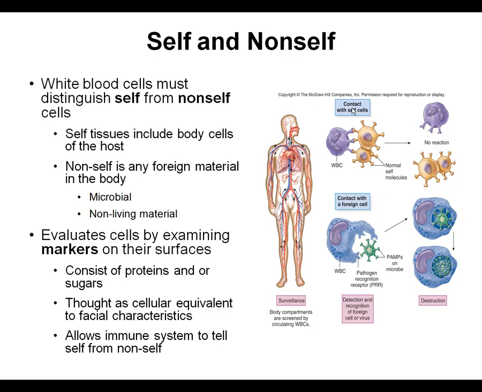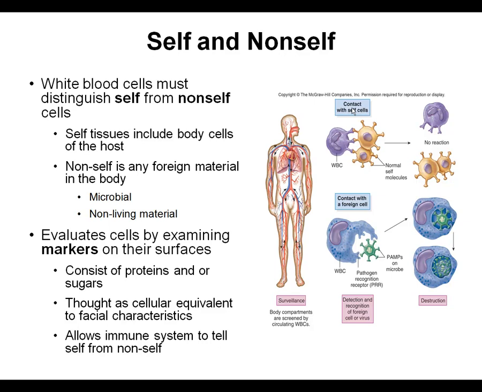The white blood cells have the ability to distinguish self from non-self by looking at things called cell surface markers. These are proteins or sugar molecules on the surface of the cell that will bind to receptors on some of these white blood cells, and they will say, hey, this is a cell surface marker, I recognize this, this is self tissue, and it's going to leave it alone.